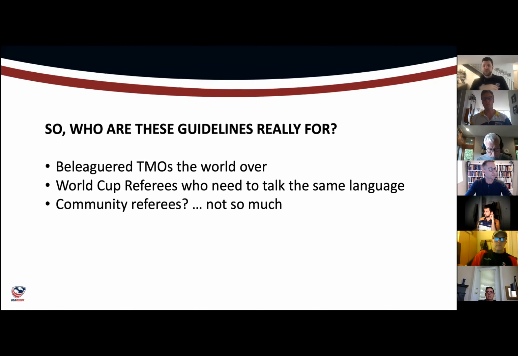So this caused a bit of a panic at the time, and what was the point of them? I think we have to remember that when World Rugby puts these kinds of guidelines out, they are not necessarily for community rugby referees. They are to be applied by community rugby referees, but they are very rarely written with community rugby referees in mind. They are written for beleaguered TMOs the world over, the most put upon and difficult role you can possibly do in rugby.